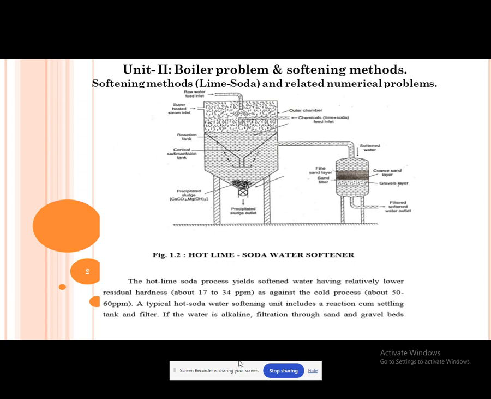A typical hot soda water softening unit includes a reaction cum settling tank and filter. If the water is alkaline, filtration through sand and gravel takes place. So this treated water first passes through different layers of filter made up of a fine sand layer, a coarse sand layer, and a gravel layer, and filtered soft water is collected. So obviously, because more precipitation occurs, this method is better than the cold lime soda method.